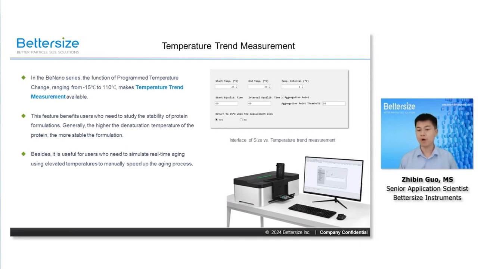products. Moreover, the program temperature change function is highly effective for simulating accelerated aging processes. By applying elevated temperatures, users can speed up the aging of samples, reducing the time needed to observe long-term stability effects. This capability is useful for industries that need to understand the lifespan and durability of materials or formulations under stress conditions.